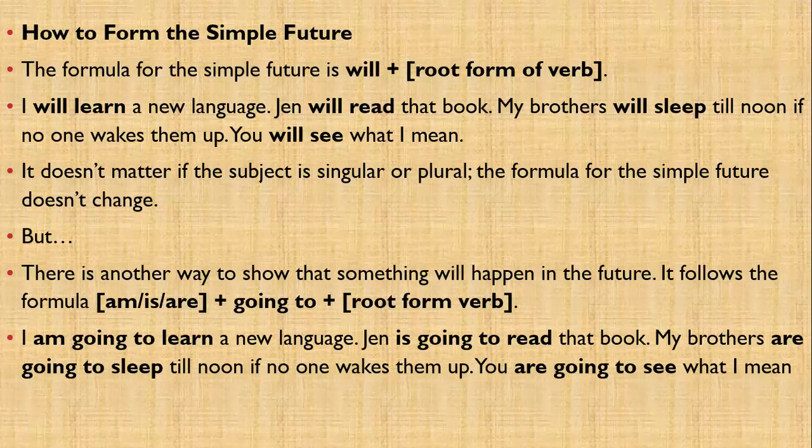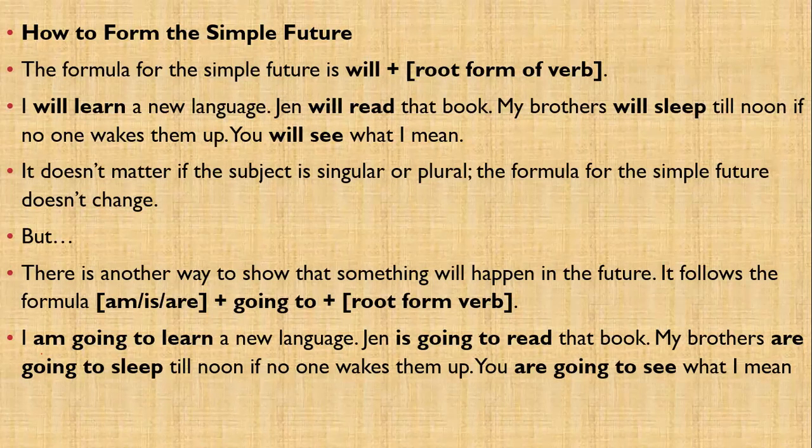But there is another way to show that something will happen in the future, and it follows the formula: the verb to be (am, is, are) plus going to plus the root form of the verb, or the verb in base form. For example, I am going to learn a new language. Jen is going to read that book. My brothers are going to sleep till noon if no one wakes them up. You are going to see what I mean.